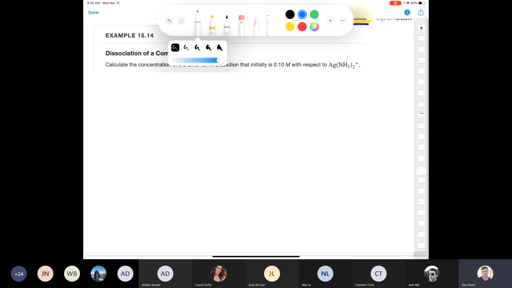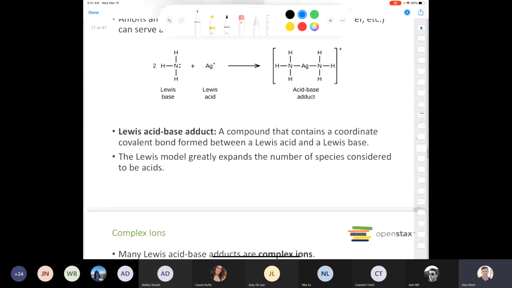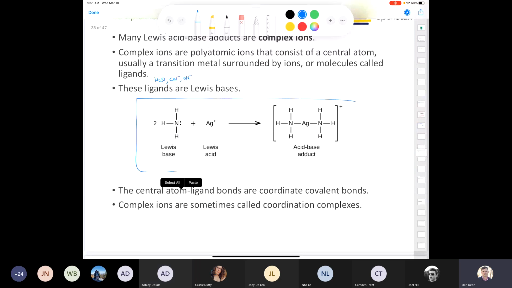If you go back a couple of slides, you see the interaction between 2 molecules of ammonia plus the silver ion. Again, the ammonia is the Lewis base. The silver is the Lewis acid. Then we form this coordination complex. Okay, if we go back here, how many slides? Right here. This is the coordination complex we're looking at.